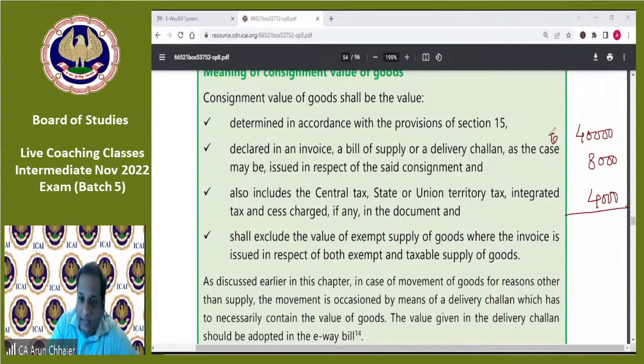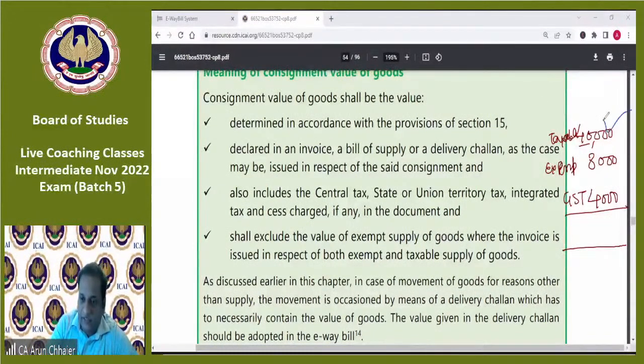Now, please tell me, what is the consignment value for the purpose of e-way bill in this example? Suppose the taxable value of goods is 40,000, the exempted value of the goods is 8,000, and the GST part is 4,000. Kindly tell me what would be the consignment value for the purpose of e-way bill? Because we need to check if it is more than 50,000. If it is more than 50,000, we need to compulsorily generate the e-way bill. If it is not exceeding, then we have the option.